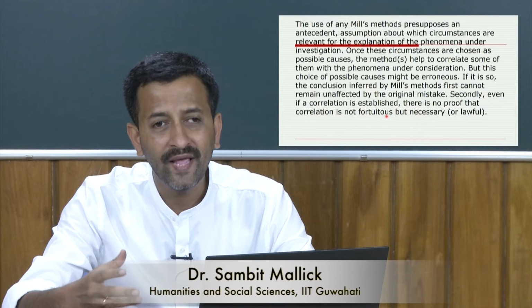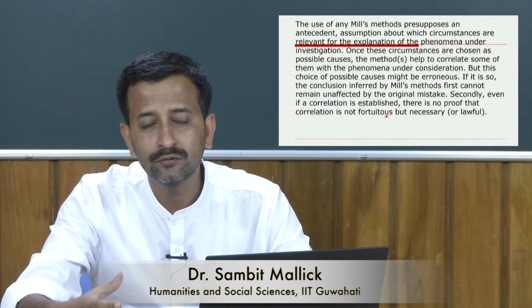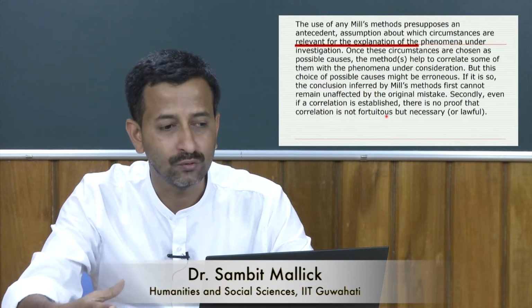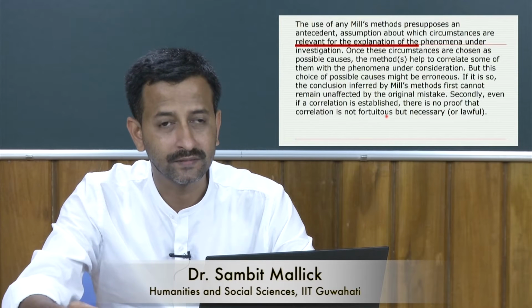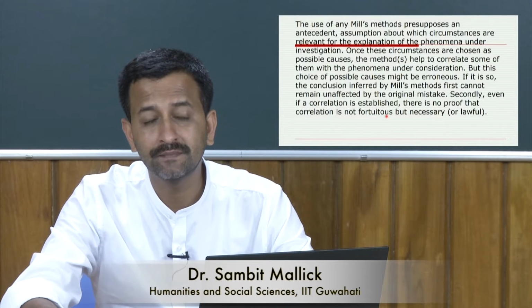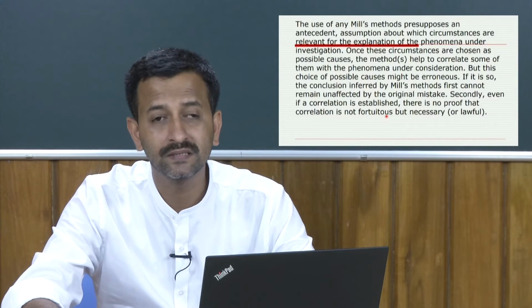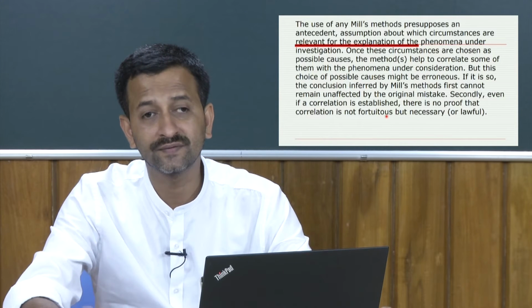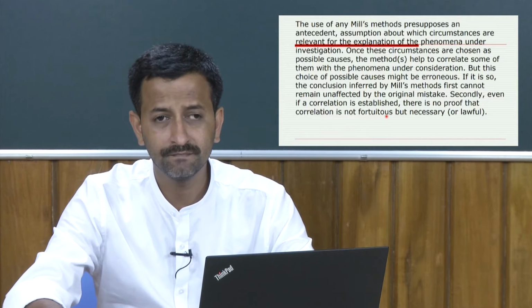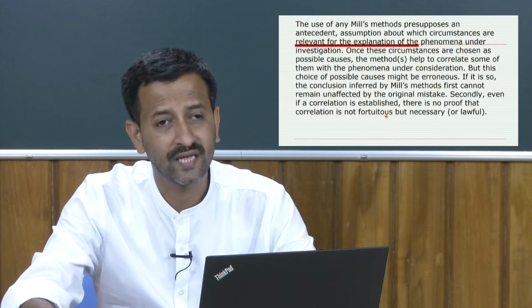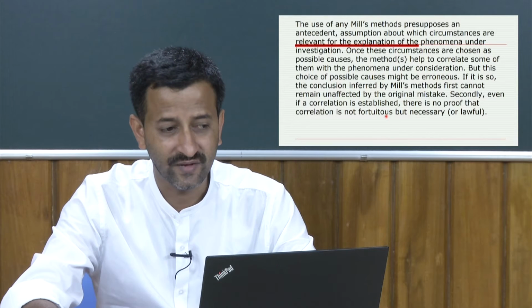Then what we see is the way John Stuart Mill tried to provide these five rules, five methods: the method of agreement, the method of difference, the joint method of agreement and difference, the method of residues, as well as the method of concomitant variations.